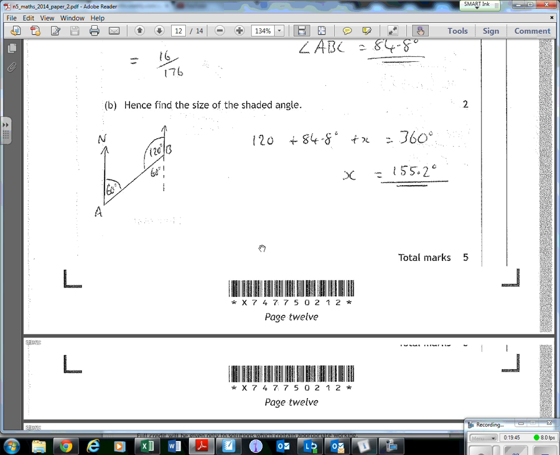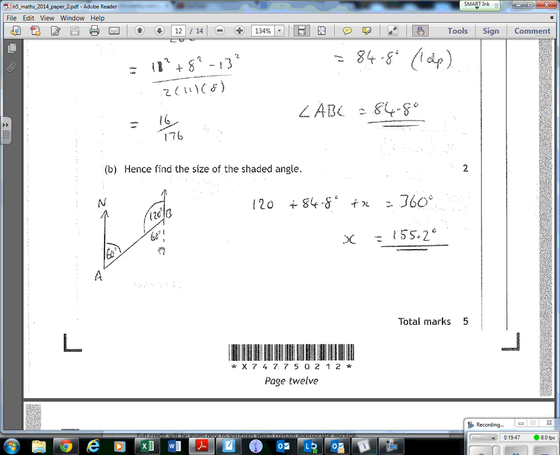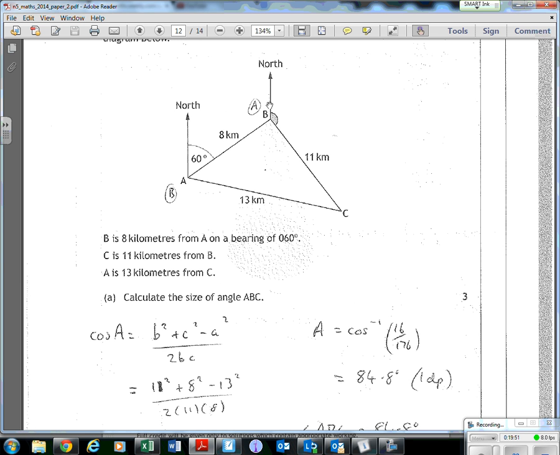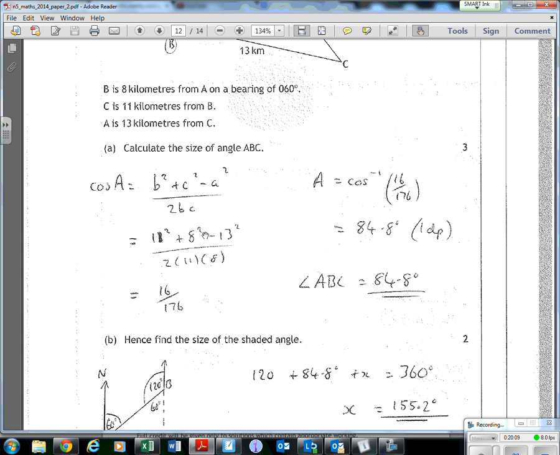What else do we know? We know this is 60. So if we draw a dotted line straight down here, this would also be 60, and that would be 120. So getting the fact that this part here is 120 degrees is quite important.